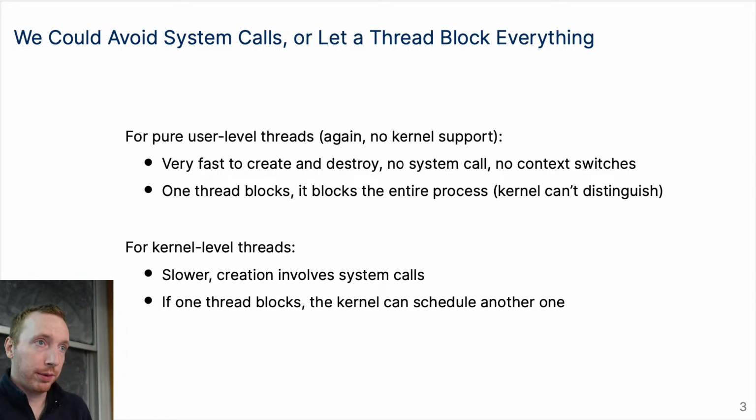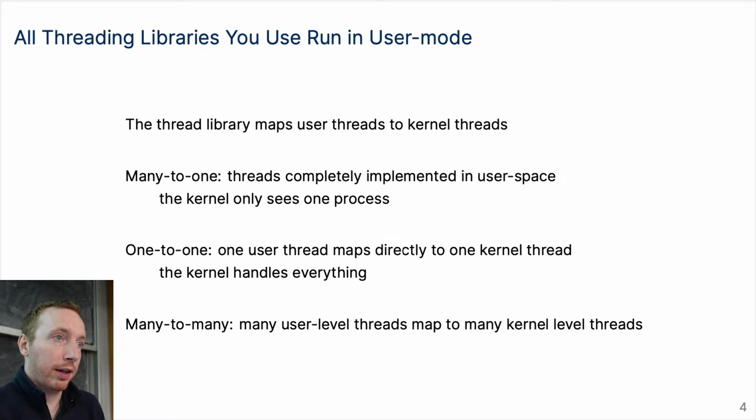So with kernel level threads, again, you're going to have to go through the kernel and make a system call. But if one thread blocks, the scheduler can just schedule another one because the kernel actually knows about them. If there's nothing else that stops another thread from running, it's free to schedule it. All of the threading libraries you run are going to be in user mode, and you're going to either make system calls or manage it yourself.